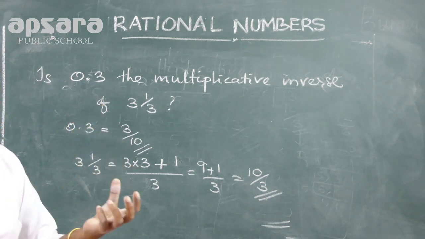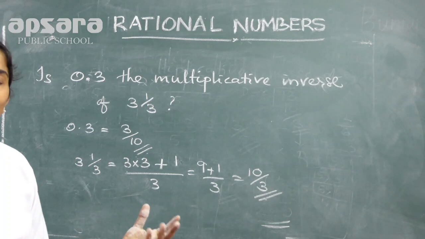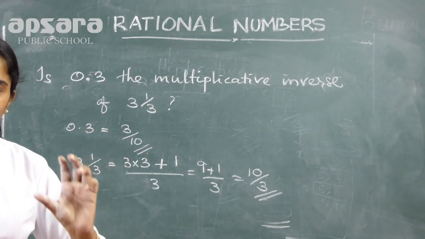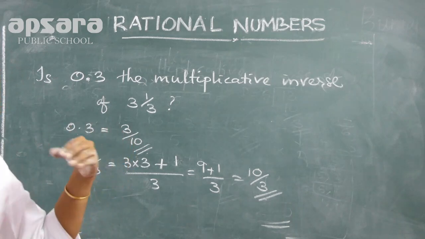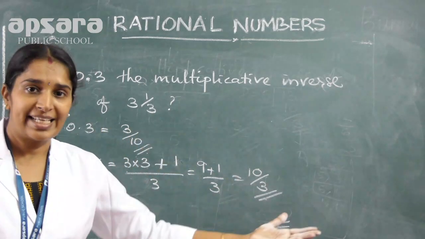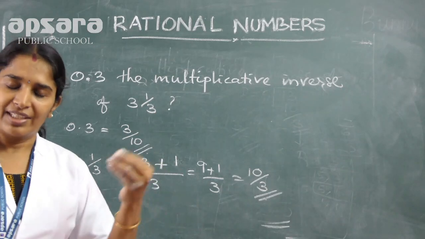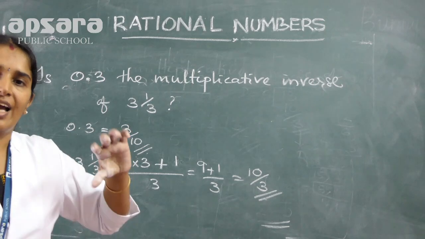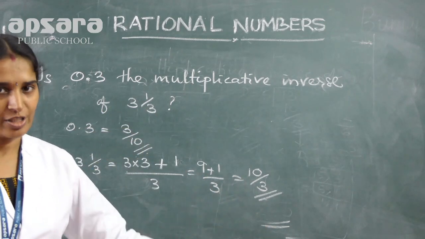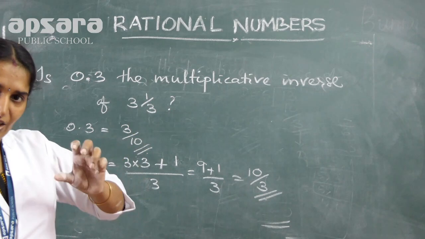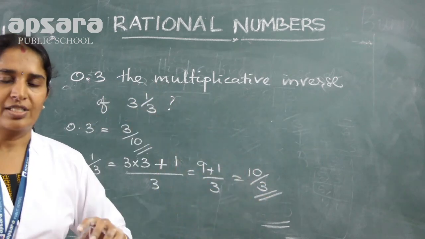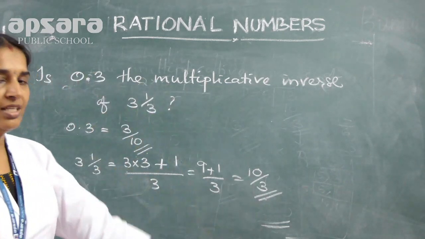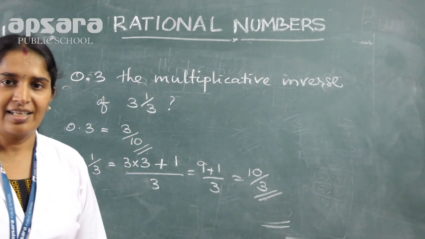And if a question comes regarding additive inverse, how will you check it? Just see the sign. If the given rational number is a positive rational number, then its additive inverse will be a negative rational number. Okay? If the given rational number is a negative rational number, then its additive inverse will be a positive rational number. Negative means it will be positive. Positive means it will be negative. So this is how you are going to solve the questions. I hope it's clear to you. Okay?